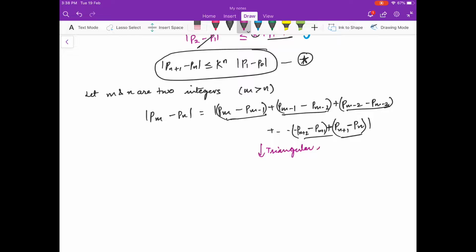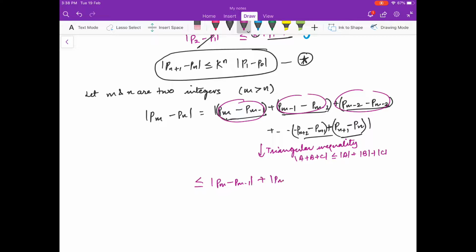What is triangular inequality? It says that |a + b + c + ...| is less than or equal to |a| + |b| + |c| and so on. Here you have a, b, c, d and so on. So this is less than or equal to |p_{m-1} - p_{m-2}| + |p_{m-2} - p_{m-3}| and so on, plus |p_{n+2} - p_{n+1}| + |p_{n+1} - p_n|.